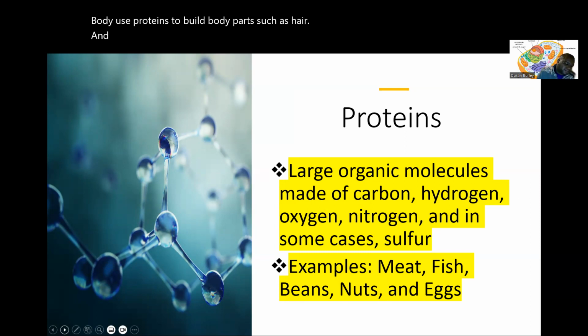And what I forgot to mention about carbohydrates, plants use them as energy just like we do, especially the sugar part.